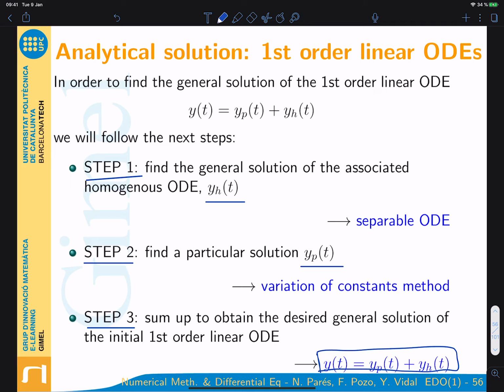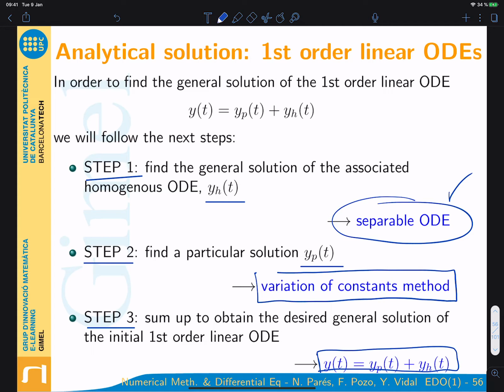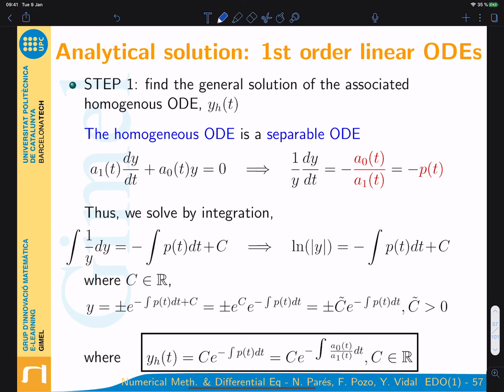What we will see now is that step 1 is very simple, because to find the general solution of the homogeneous, it will always be a separable ODE, and we already know how to solve them. That was done in the previous lecture. In order to find the particular solution yp, we will use a new method called variation of constants, okay? And step 3 is very easy after we completed step 1 and step 2. Okay, so let's do these 3 steps using the general equation.